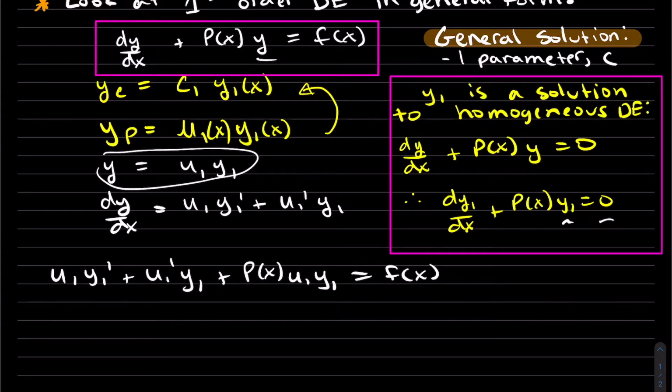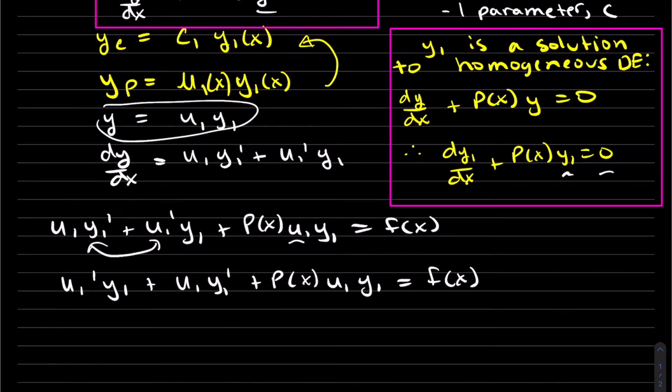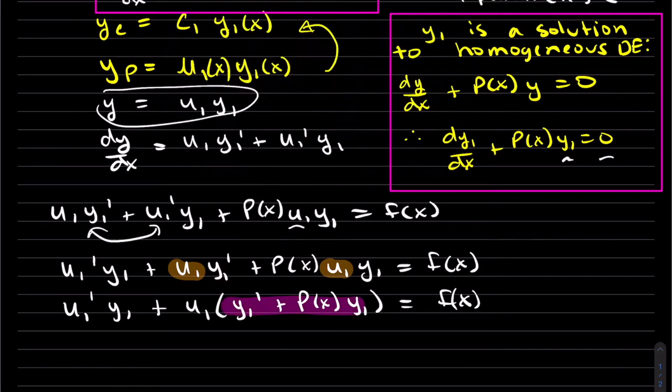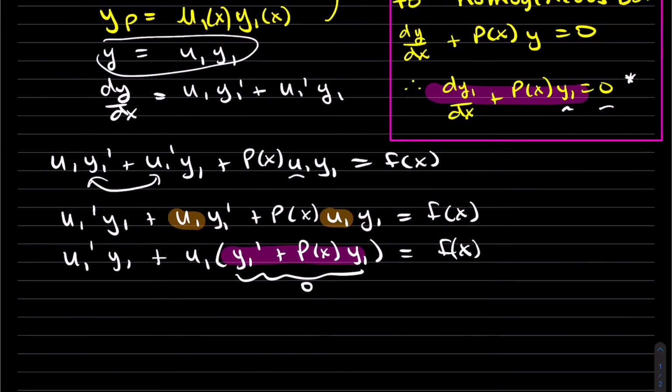I am going to rearrange these two. And these have u1 in common. I'm going to factor that out. Just copy everything else. And if you notice, that is the same thing. That's our solution. y1's a solution to our homogeneous. So this is 0. So the whole thing's 0. So we get u1 prime y1 equals f of x.